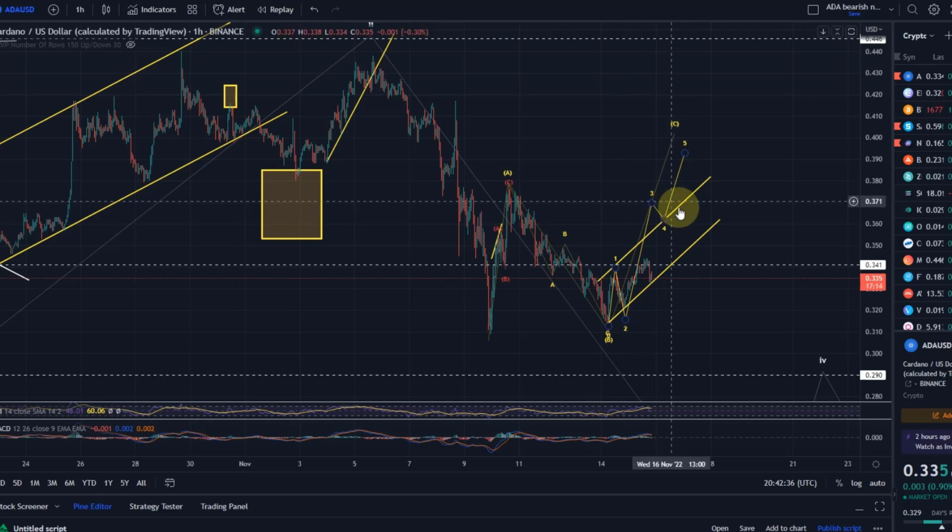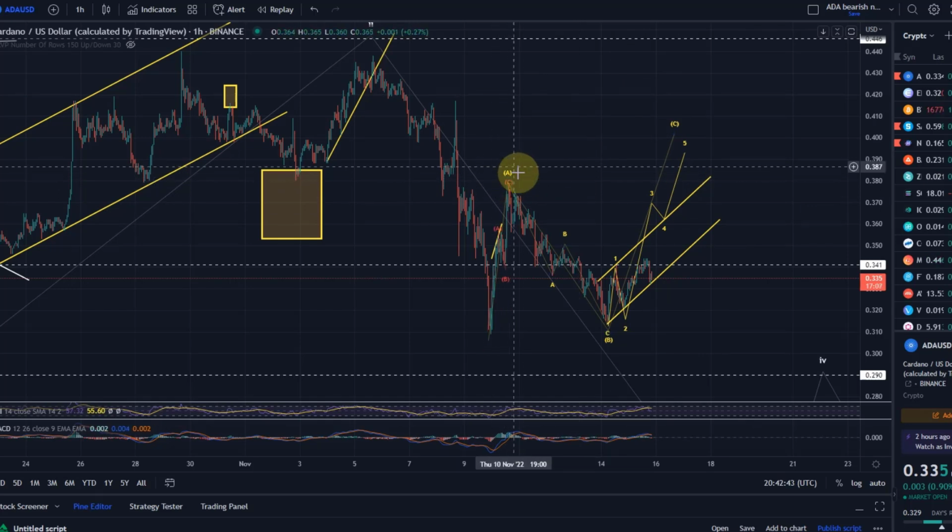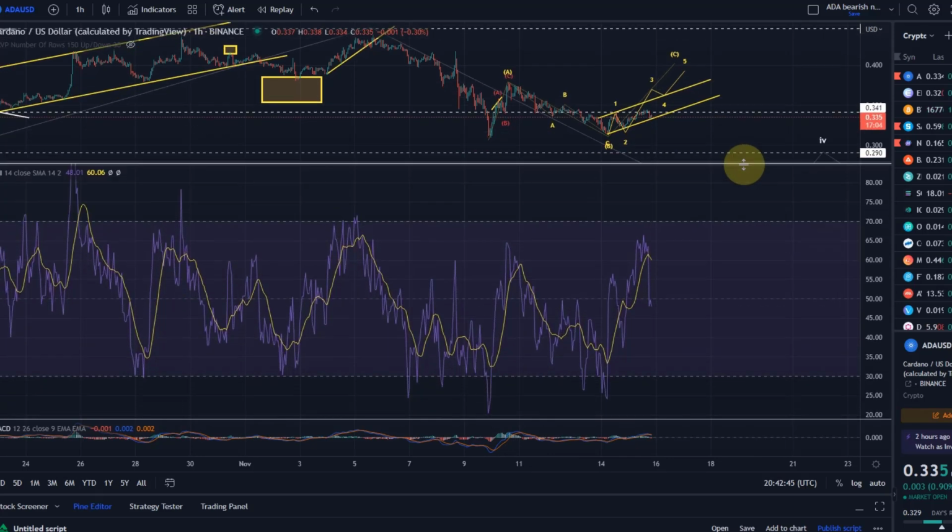And in terms of an overall target for the C wave, I think we can look here at something around the 38 cent level, the high of the wave A.